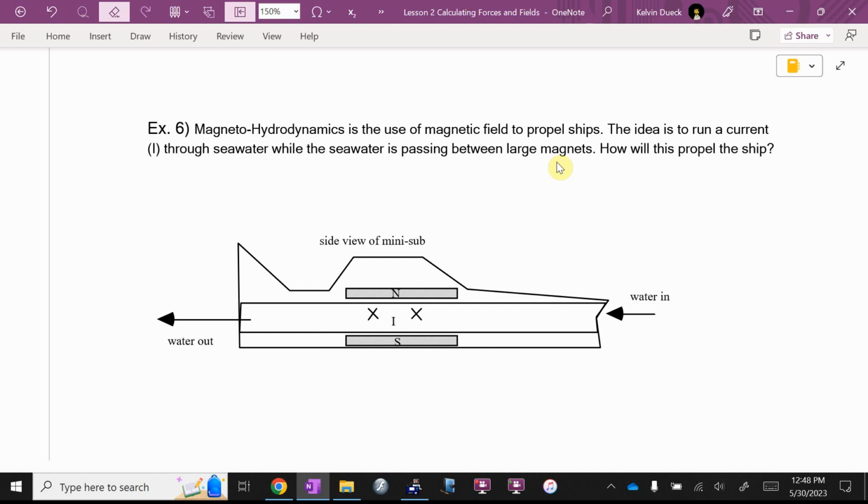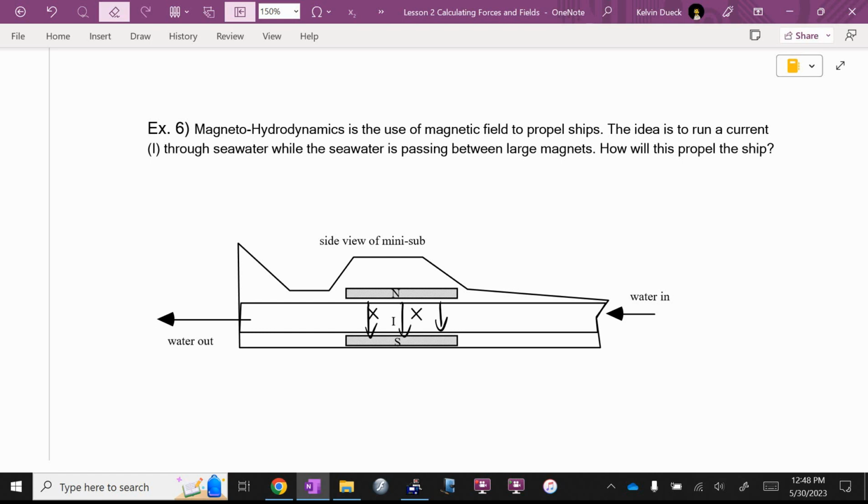So first of all, let's draw in the magnetic field lines. Magnetic fields always point from what to what? So do me a favor, please. Draw in a couple of magnetic field lines like that. What direction is the current flowing? That's what those X's are meant to indicate. What's transmitting the current? The seawater.